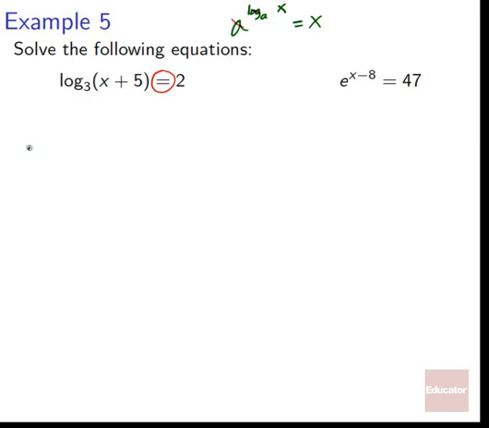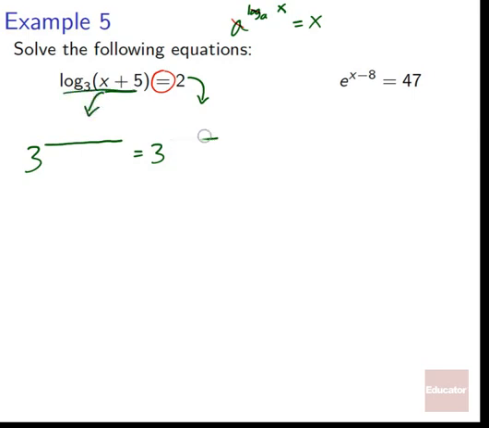So why don't we choose 3 as our a? So 3 to the stuff is equal to 3 to the stuff, as long as it's the same stuff. So let's put 2 over here and log base 3 of x plus 5 over here.